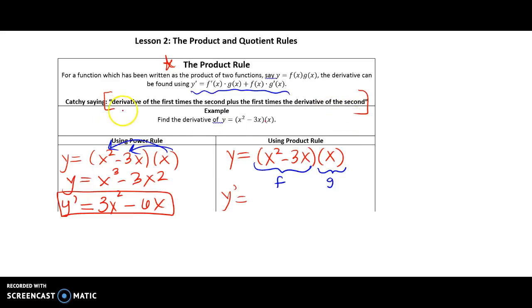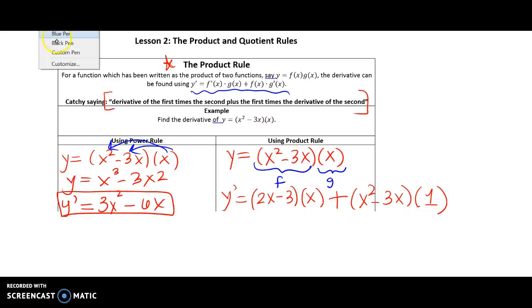I need to find the derivative of the first. So I look at the first function down here, and the derivative of that, I think we can agree, is 2x minus 3. I'll multiply that by the second function, which is x. I then add the first, so no derivative, just the actual first function, times the derivative of the second. And we remember that the derivative of x is just 1.